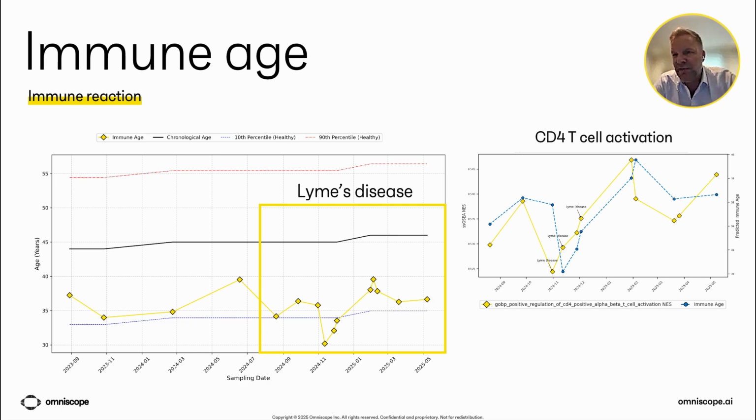So here we see a strong correlation, for example, with CD4 T cell activation. So with decreased immune age, we also see a decrease in CD4 T cell activity. And this gives us the first hint of what immune age is summarizing from the cellular biology side.